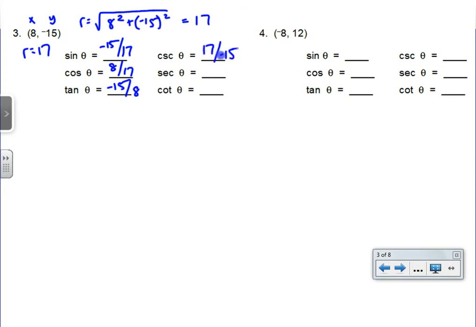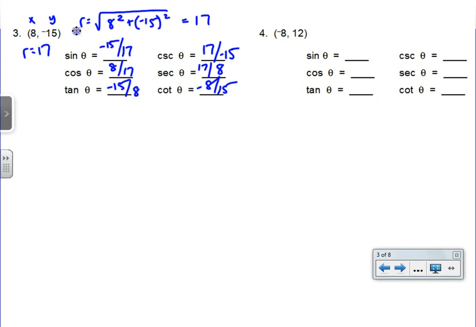Now, it doesn't matter where the negative goes. It could go to the numerator, off to the side, or in the denominator. So wherever you want it, just put the negative down. Just don't put two negatives. That would be positive. Secant would be 17 over 8, and cotangent is negative 8 over 15. Same rule with the negative. It just has to be somewhere in the fraction.